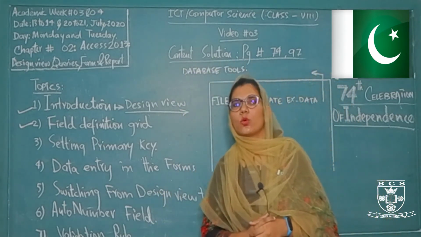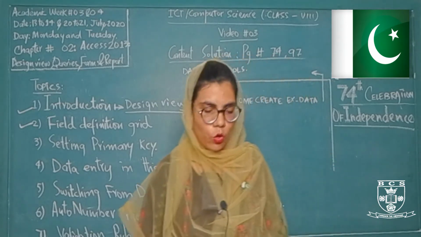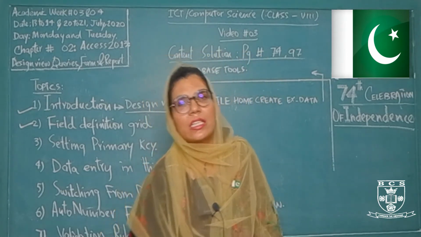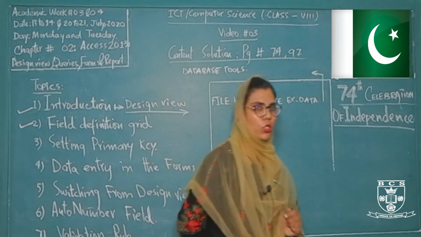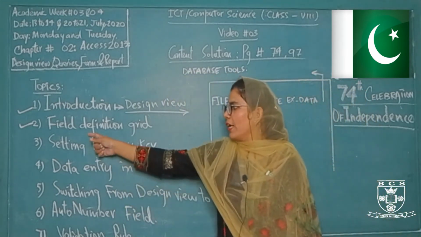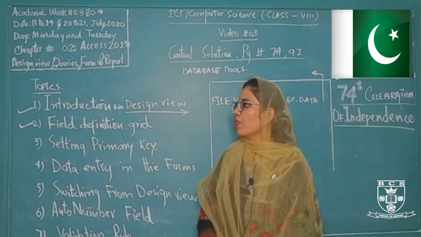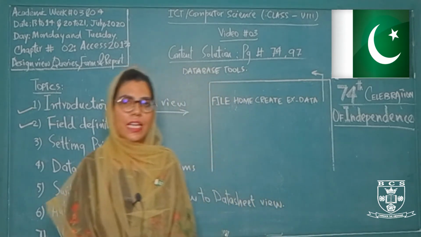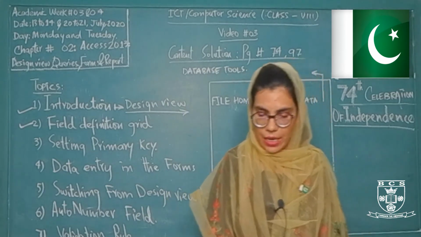So these are the 2 different ways to create the 2 different tables under the data sheet view or the design view. After creating this design view, the design view screen is divided into 2 different parts. The first of them is field definition grid. So what is this field definition grid? This option allows us to set the field names, and we can enter any field name accordingly.